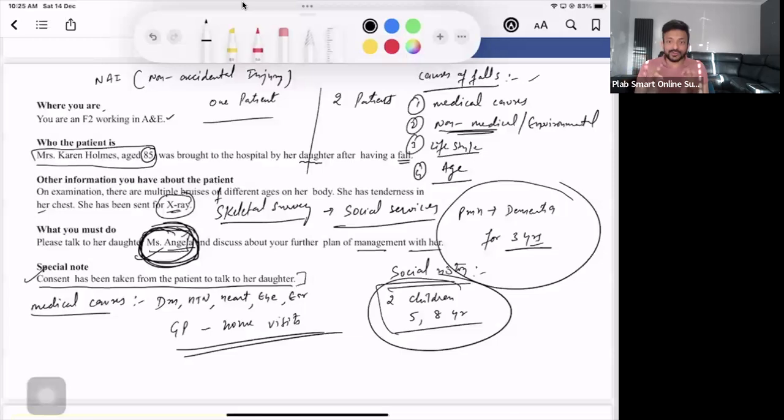So that's how you need to manage these kinds of scenarios. Don't think this is an easy one, because in this you have to rule out the causes of fall as well. You need to take the history, social history, psychosocial history, and you don't have one patient. I would say you have got two patients: the mom who's 85 years of age and the daughter whom you are talking to. Right.